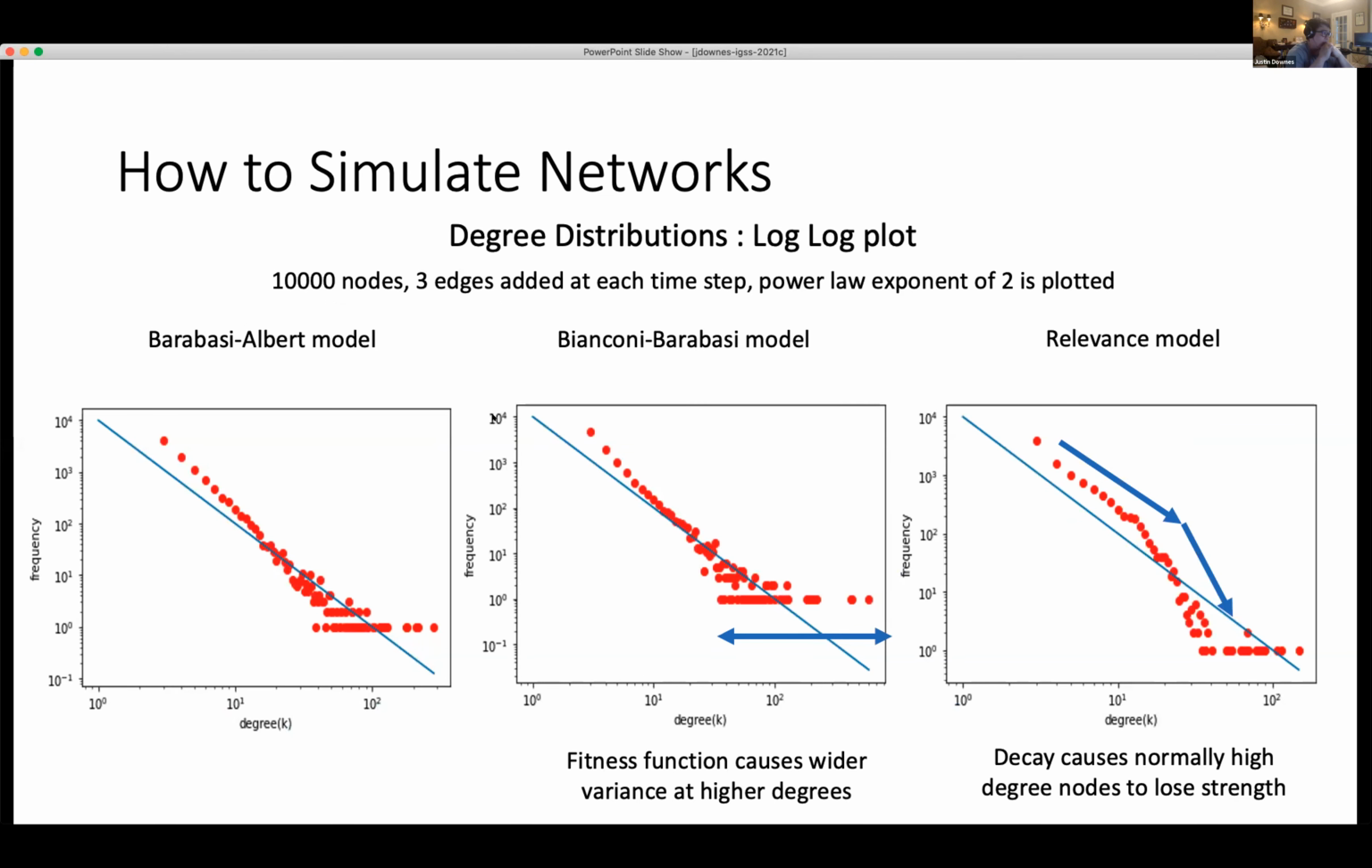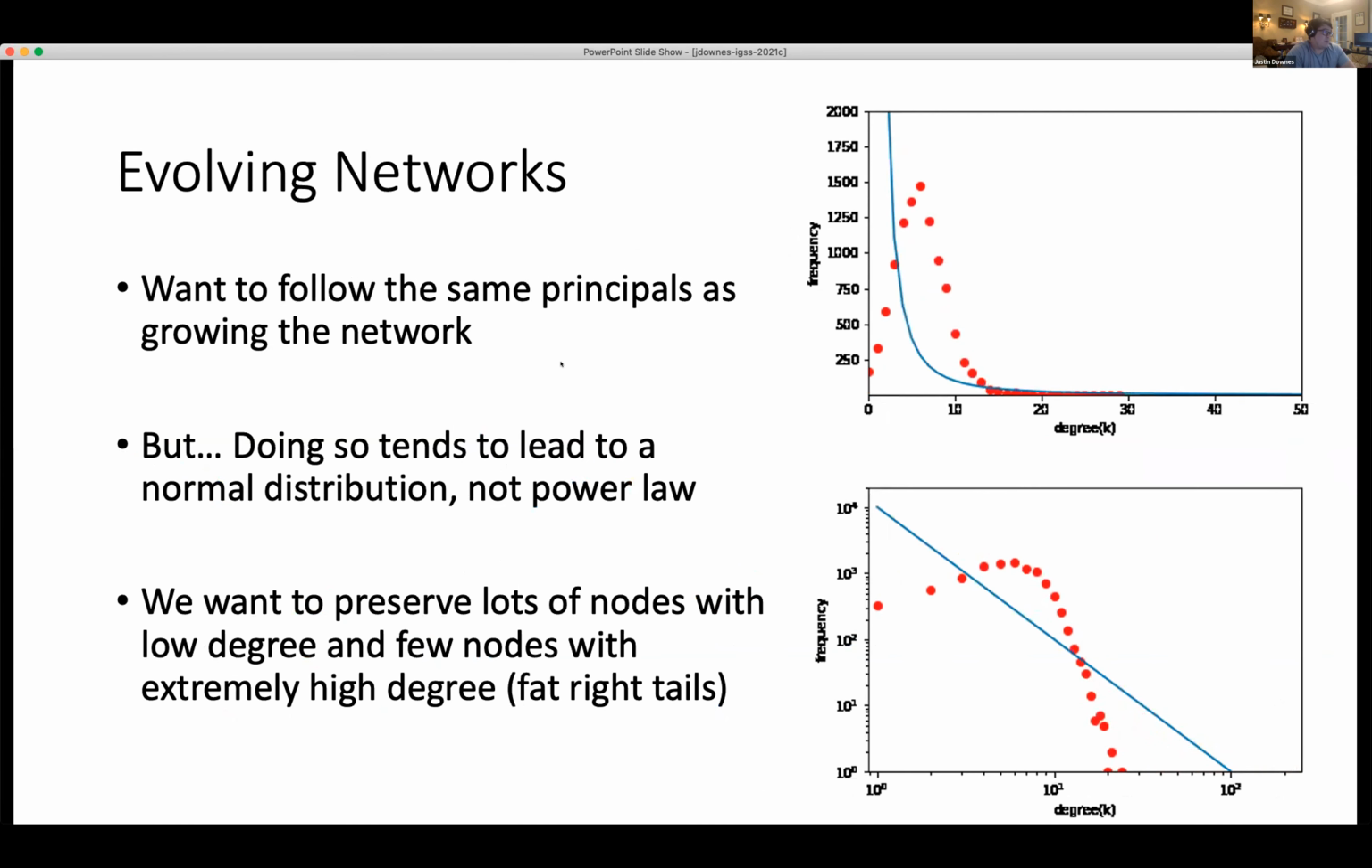I coded out these models in Python and plotted what the degree distributions were for these three different models and how they look. I plotted here the power law of exponent 2, so you can see a reference frame. The goal will be to evolve these networks. The thing about these network growth models is that they add nodes at each time step. In order to maintain this degree distribution, they rely on adding new nodes to the network, and by the law of large numbers, these new nodes eventually get you to the degree distribution that you see.